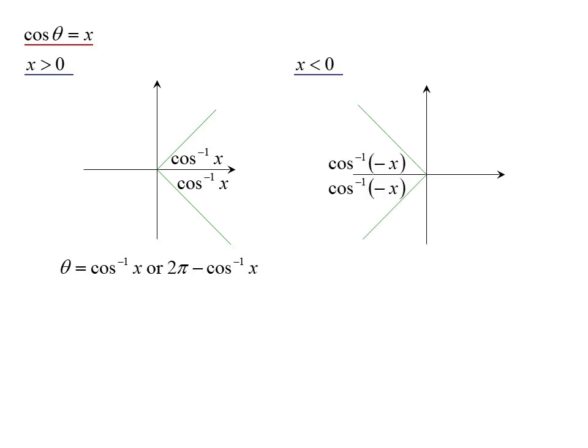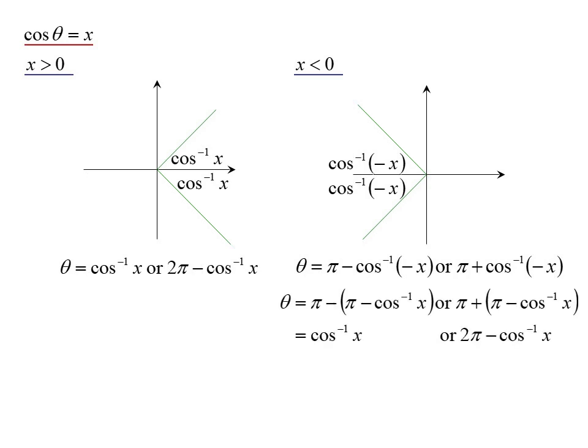Same idea. Now that x is negative, I have to get inverse cos of negative x to be the acute angle. And in the third quadrant, my two possibilities are pi minus the inverse cos of negative x, or pi plus the inverse cos of negative x. Using the relationship we saw yesterday, I can now rewrite that, and we end up with exactly the same answers as we got before. So again, it does not matter whether x is positive or negative.